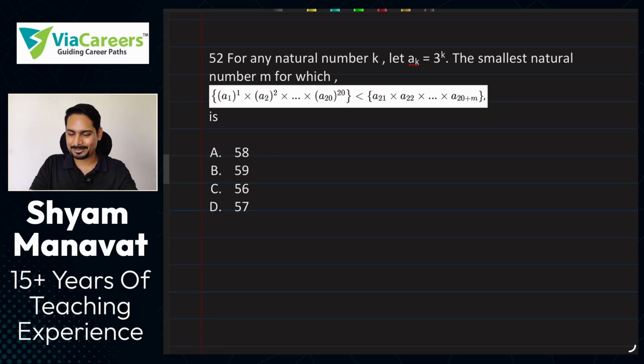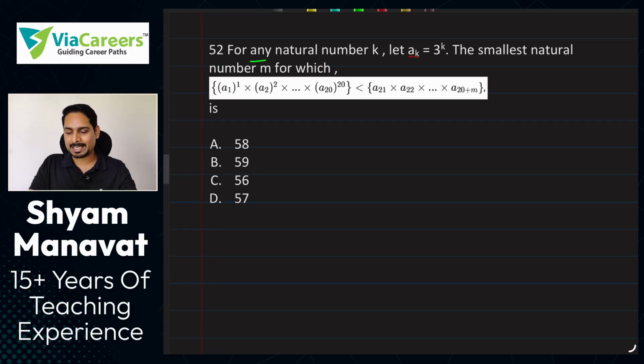So here you have the question on the screen. You can pause the video and try attempting by yourself, or we can solve this together. Let's see this. So here you have, for any natural number, k is a natural number. Natural number starts from 1, okay? Ak is equal to 3 to the k. So the number of term is equal to 3 to the power that particular number of term.